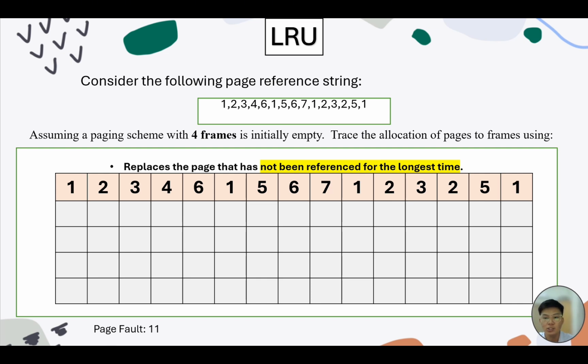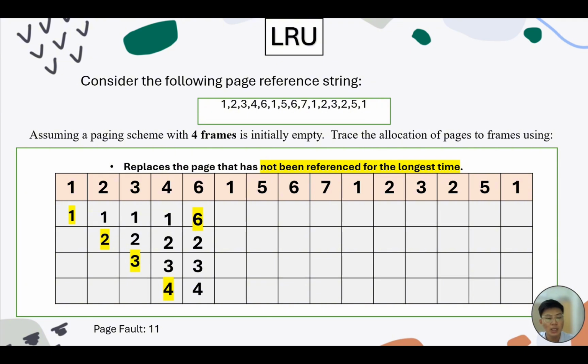In the beginning, pages 1, 2, 3, and 4 are loaded into the empty frames. So 1, and then 2, 3, and 4. When page 6 is requested, the oldest page will be 1. Why? We look here: 4 is the newest, 3 is the second newest, and 2 is the third newest. So 1 is the oldest page. We need to change 1 to 6, so it will be 6, 2, 3, 4.